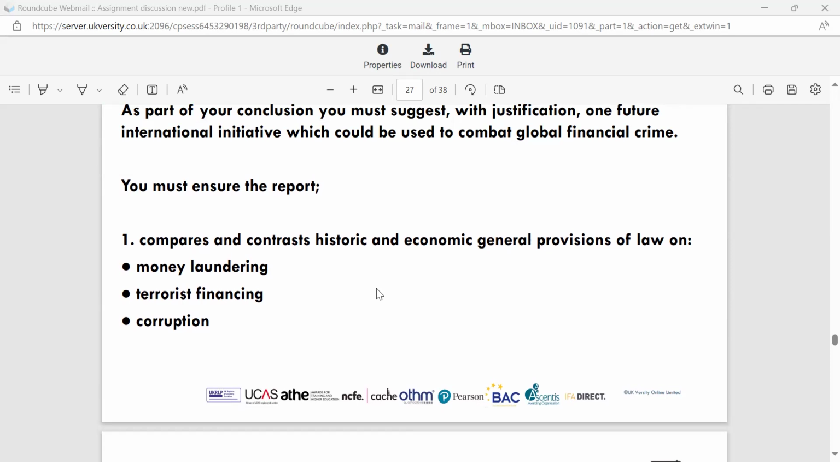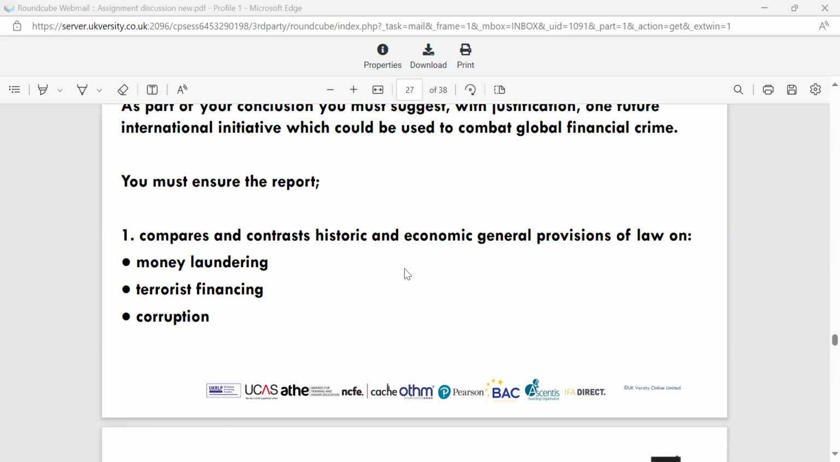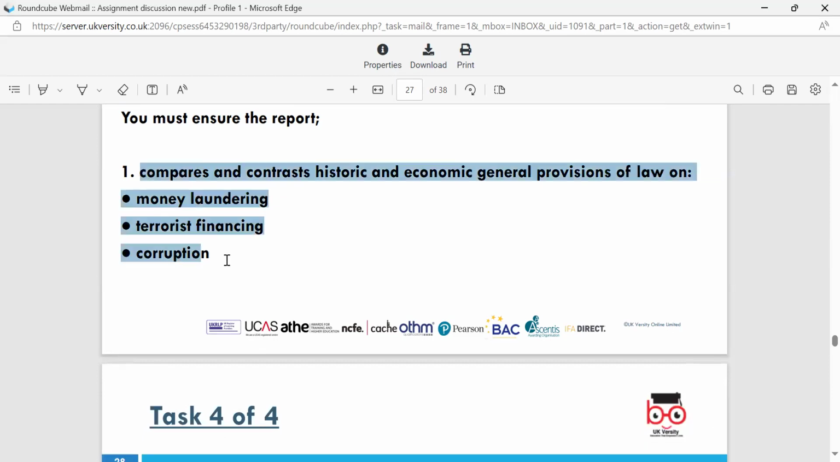law, provisions of law on money laundering, terrorist financing and corruption. So it's 3 different parts. So you're looking at provisions of law on money laundering, terrorist financing and corruption that you need to look at in the first part of it. So that is the first part of your task 4. Okay, so that's the different parts of that.